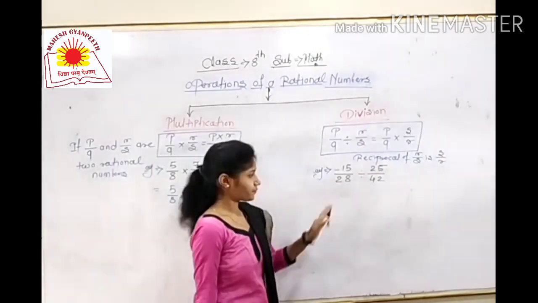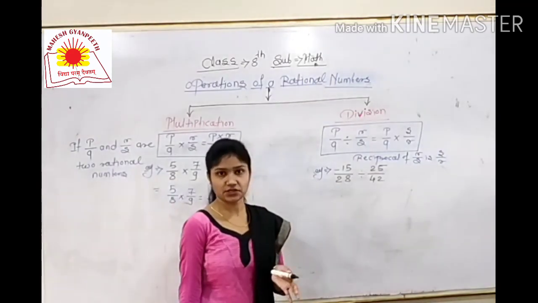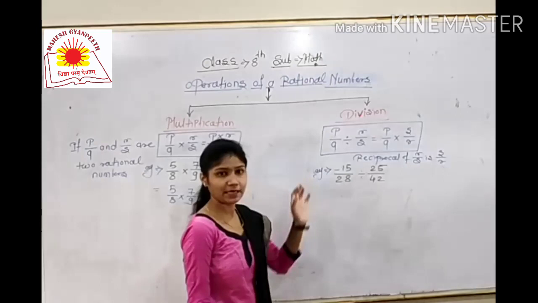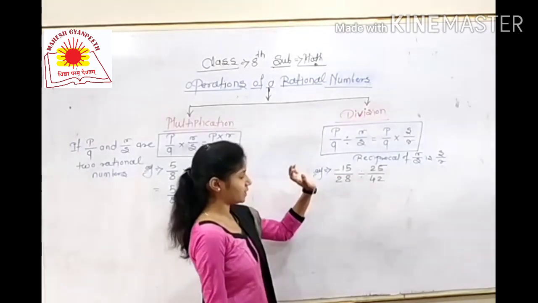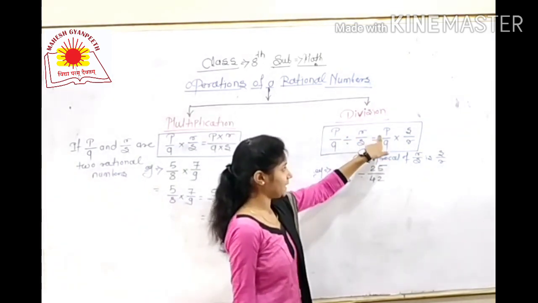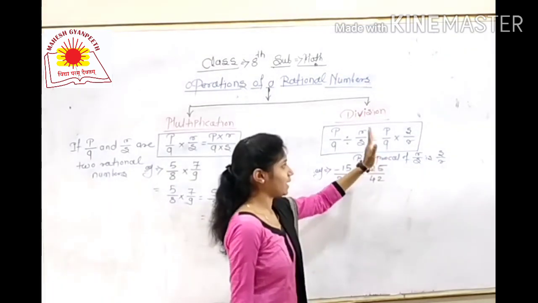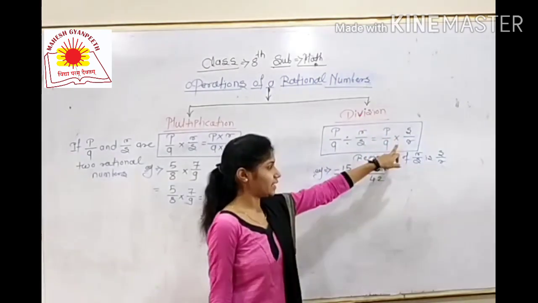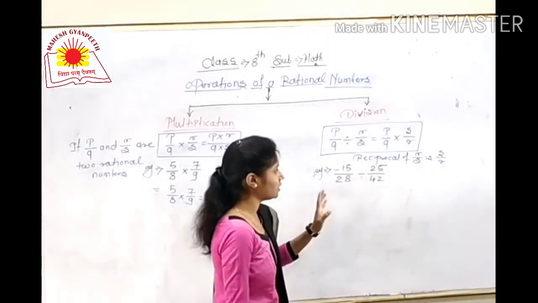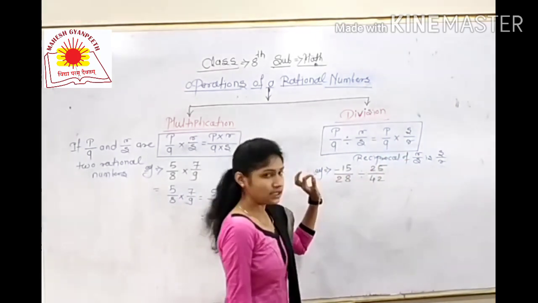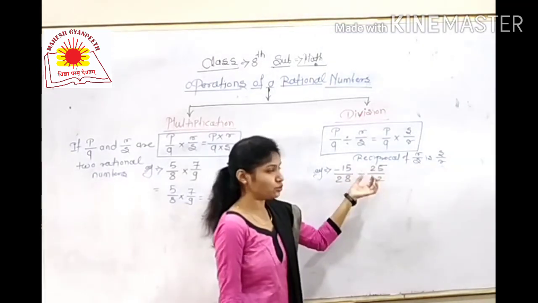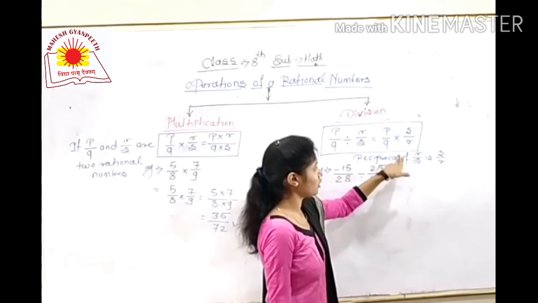Okay, now the last one is division of rational numbers. How to divide two rational numbers? Okay, see here. Again take an example: P upon Q and R upon S are two rational numbers, then P upon Q divided by R upon S is equal to P upon Q multiplied by S upon R. See here how to get S upon R. In a division, when you have to divide any two rational numbers, we always have to find the reciprocal of the other rational number.